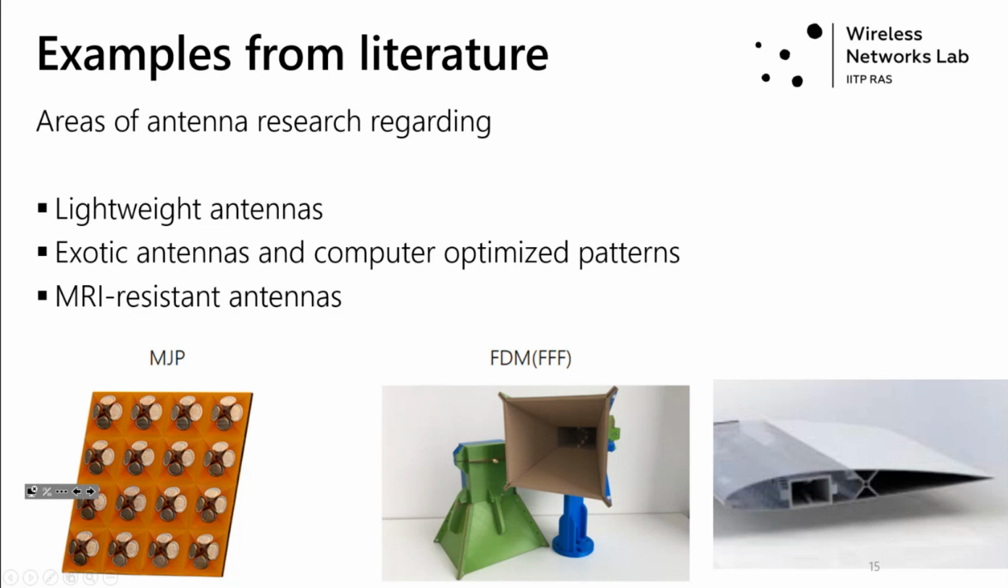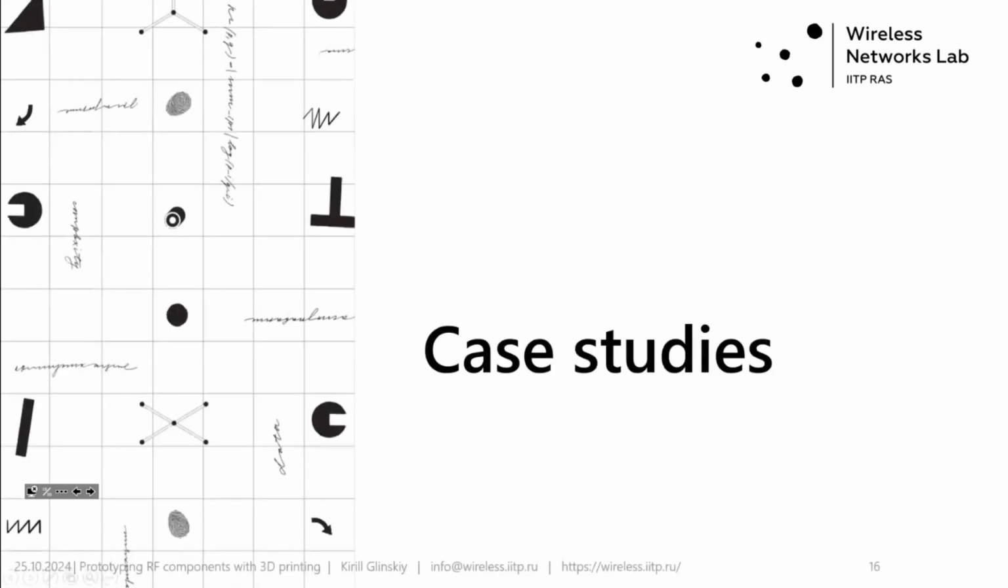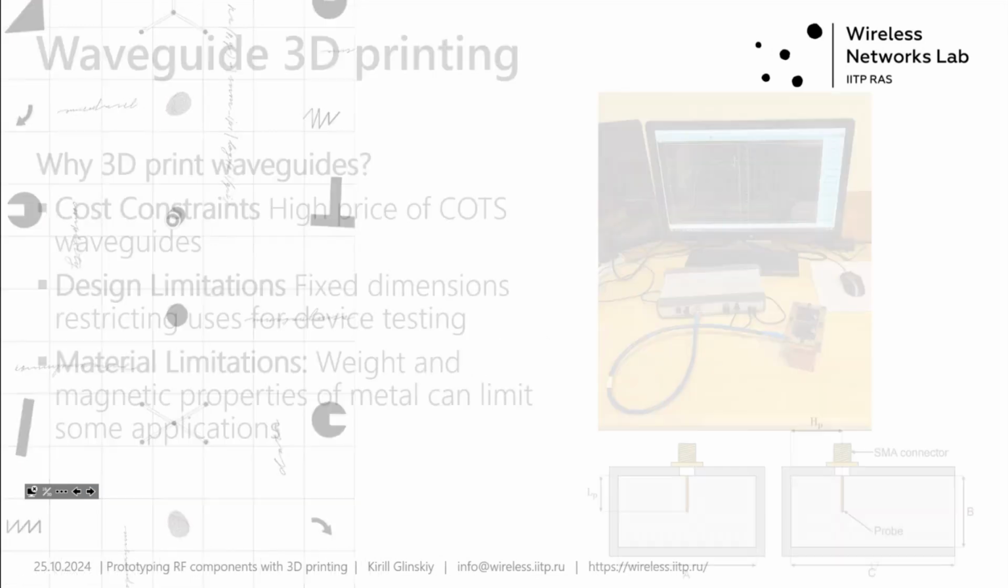Of course, those are not the only examples. The field is very dynamically improving. There is a lot of attention going to the sphere of 3D printing antennas and other antenna elements. But now I would like to give more information about the case studies made at the IATP with regards to our experience in 3D printing some specific components for our research and what we have achieved during this research.